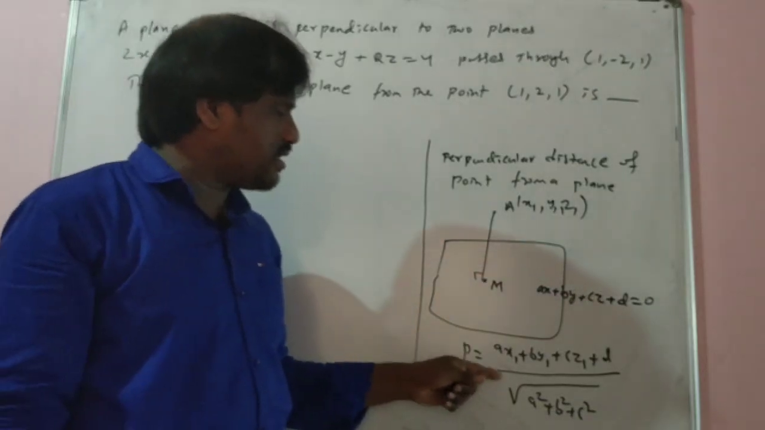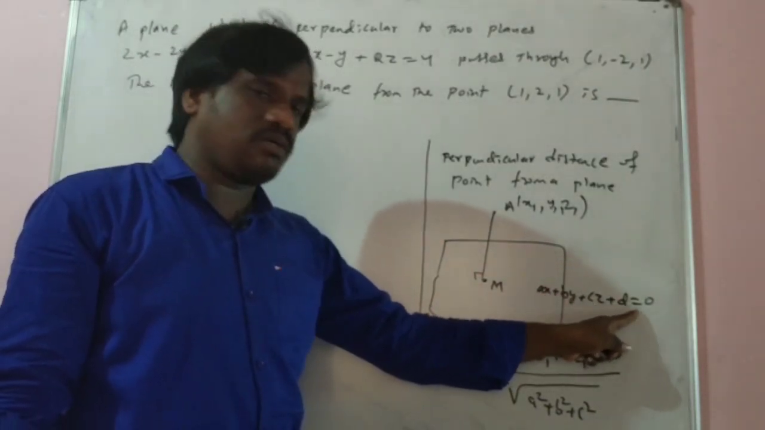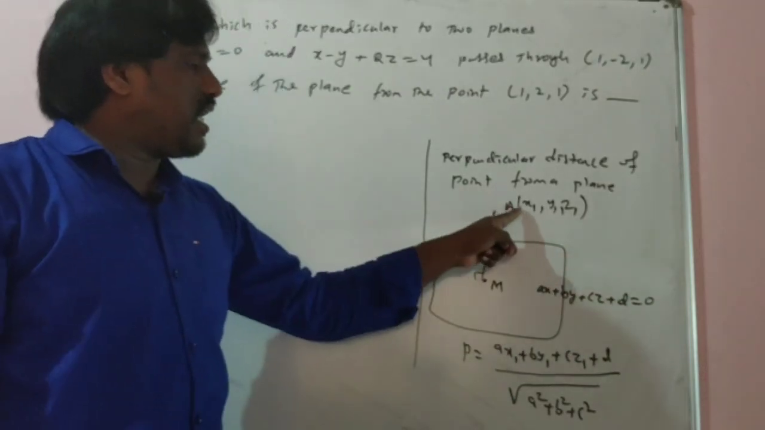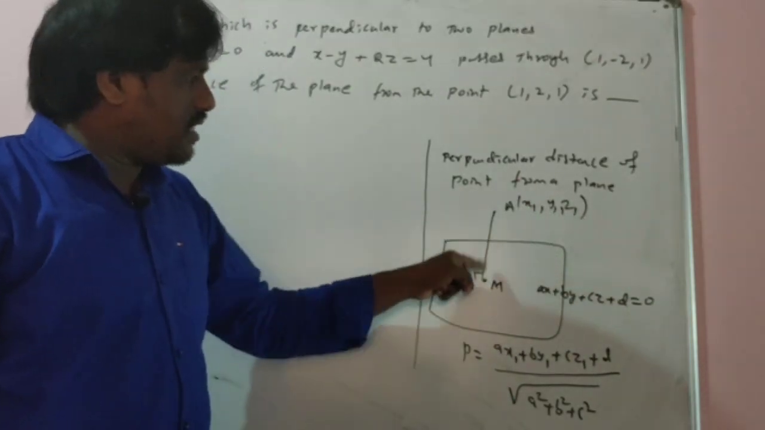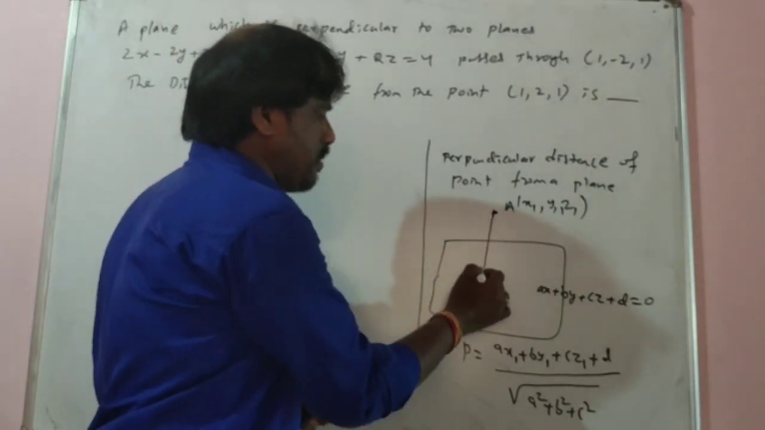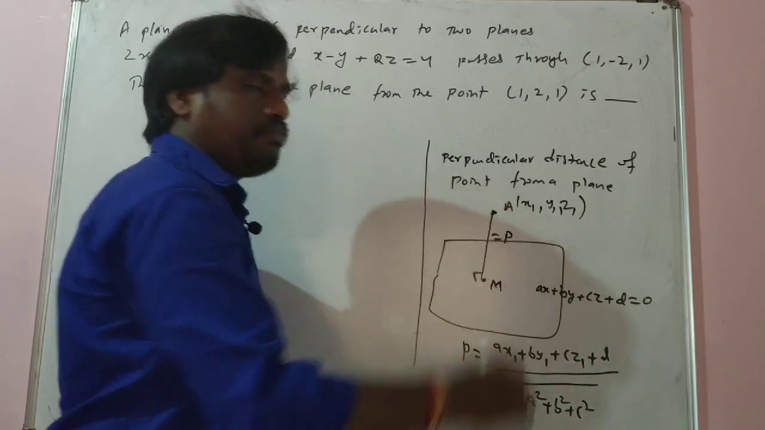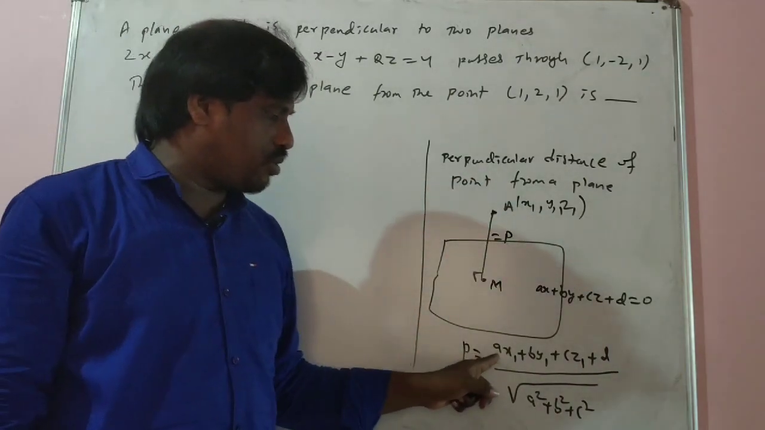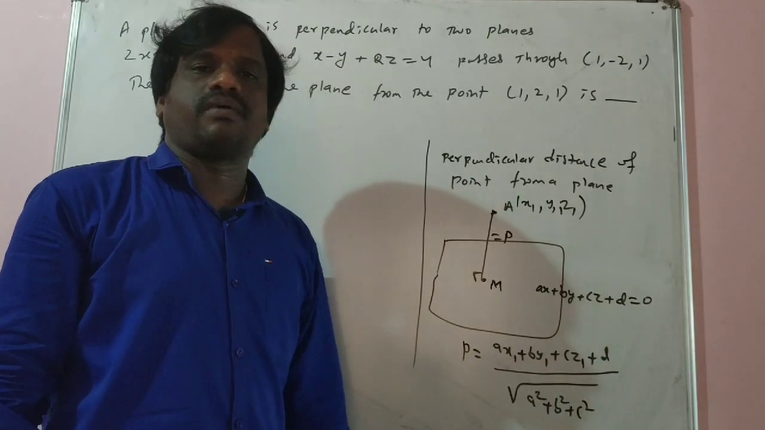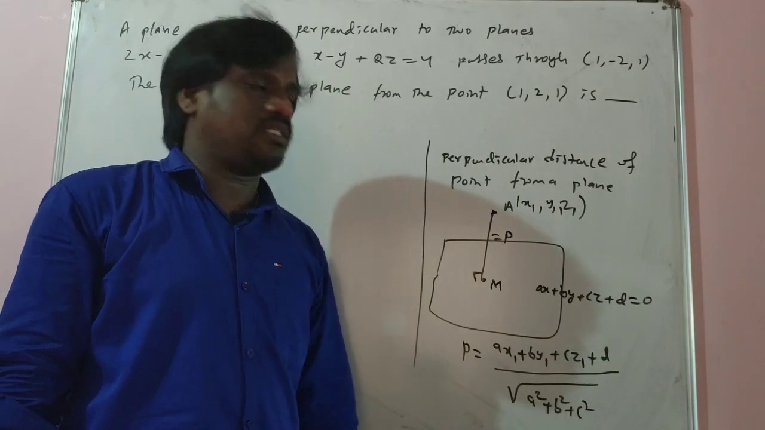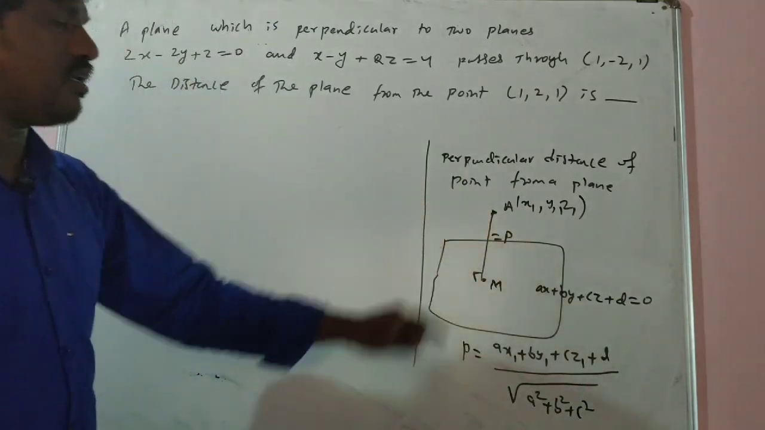The formula is: this is the plane, Ax + By + Cz + D = 0, and a point is (x1, y1, z1). Then the perpendicular distance AM, if I represent it as P, is equal to |Ax1 + By1 + Cz1 + D| upon the square root of A² + B² + C². This is the formula to find the perpendicular distance from a point to the plane.